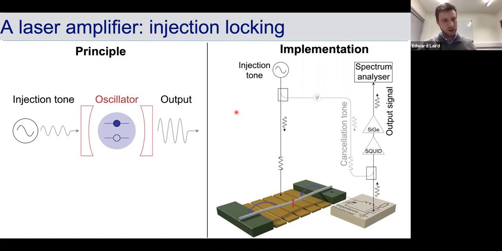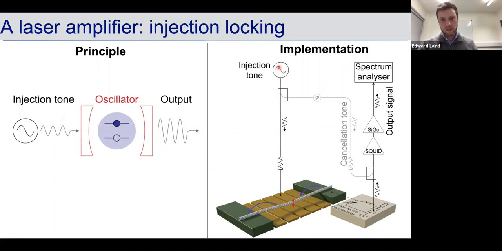So injection locking in a laser works like this. If you have an oscillator, actually any oscillator, it doesn't have to be a laser. If you inject some weak seed tone into this, the oscillator's phase will follow this seed tone, and the entire output, which can be much larger than the input, tracks what's coming in. So this is an amplifier.